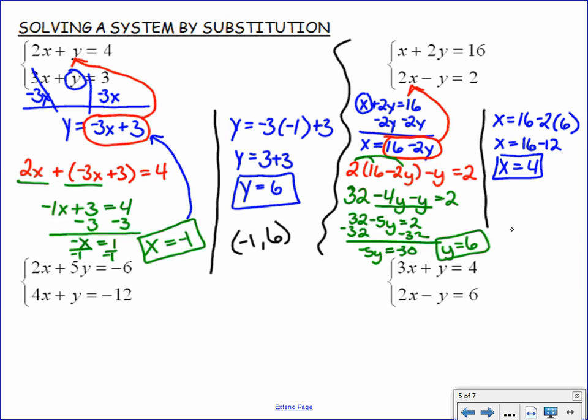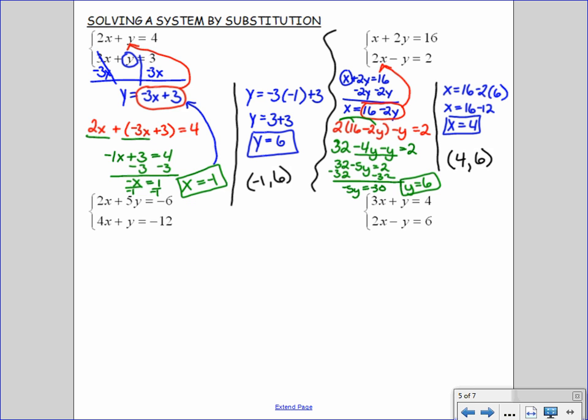Now that I know what my x and y's are, I can write my answer as an ordered pair. X value first, 4, 6. Let's give us a little more room here. The next one.